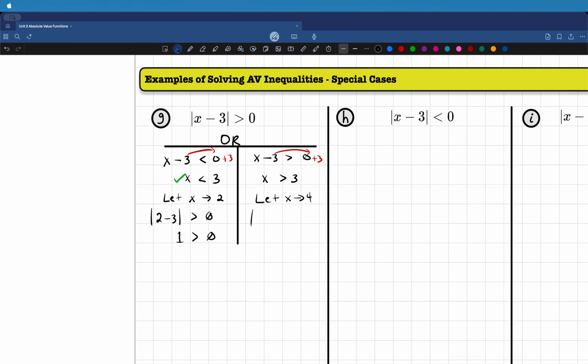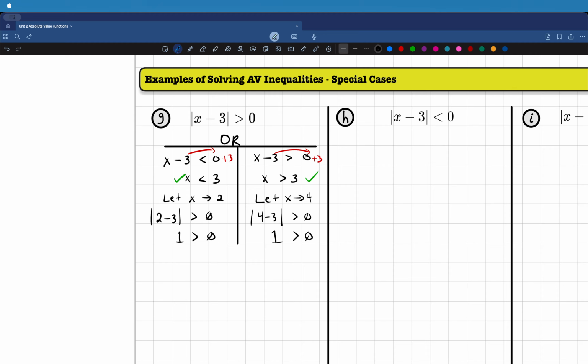Over here, we have the absolute value of 4 minus 3. Is that greater than 0? Well, 4 minus 3 is 1. Absolute value of 1 is 1. 1 is greater than 0. So this satisfies the condition as well.